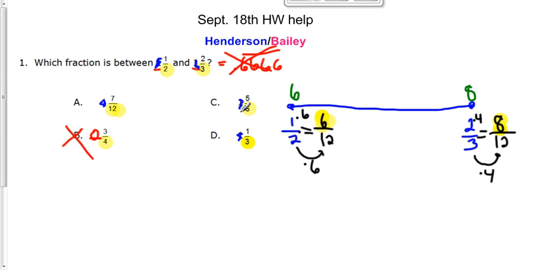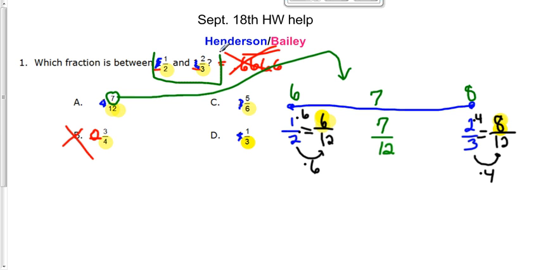Now, before I change C and D to a common denominator, there's already one that's in 12ths. Can 7/12 fit in between? Since it can, I don't have to do the work for the others. That's thinking smarter, not harder, by eliminating your answer choices first and focusing on the problem first, before changing everything just to change problems. So my answer is A, 7/12.